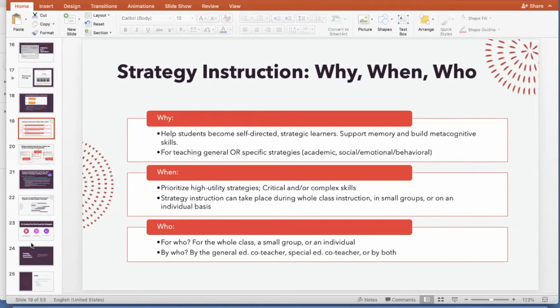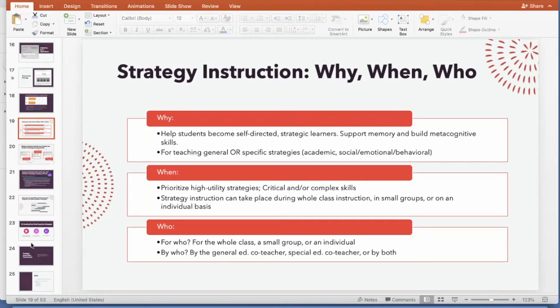And when you teach too many strategies too quickly or too close together, students tend to get the steps mixed up and have a hard time remembering which strategies apply to which situations or problem types. So you've got to prioritize. You want to focus on teaching strategies for skills that are really critical or really complex and challenging. Strategy instruction can take place during whole class instruction, in small groups, or on an individual basis as needed. So it's flexible in that way.